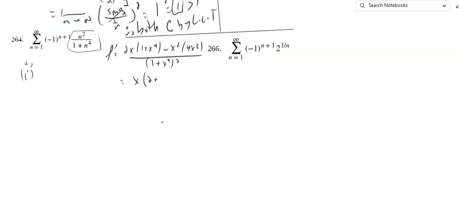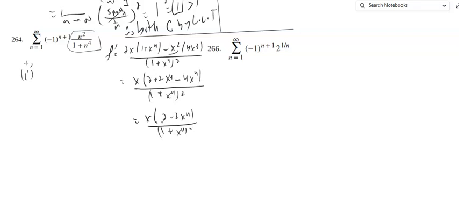That's 2 plus 2x to the 4th minus, take an x out of that, 4x to the 4th, divided by 1 plus x to the 4th squared. That is x times 2 minus 2x to the 4th over 1 plus x to the 4th squared. Where does the derivative equal 0? That's when x equals 0, and plus or minus 1. We don't worry about this or this.